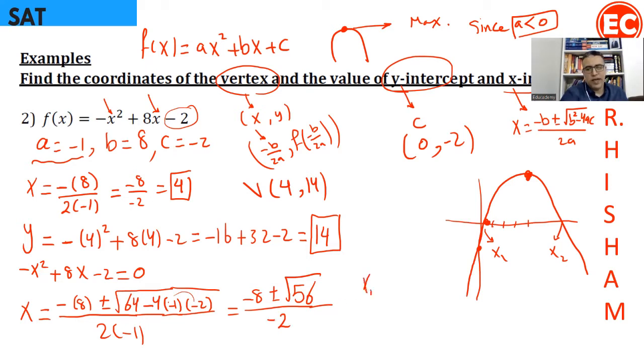So x1, I can write it as negative 8 plus the root of 56 over negative 2. I think this is minus. And x2, because it's the farther one, negative 8 plus the root of 56 over negative 2. I didn't simplify it because it's not necessary right now. I'm not discussing the quadratic formula here. You can go back to the video on the quadratic formula and learn from there how to simplify the form of the quadratic equation.